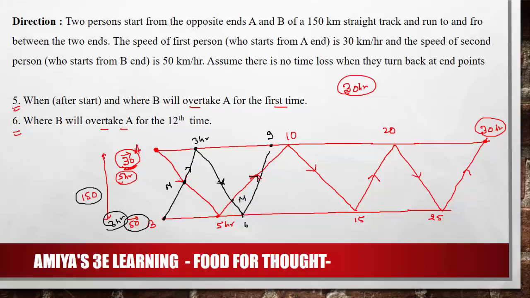We can say this point should be our first overtake. How comes? Because we are going from B to A. This one is also going from B to A, so this one is the first overtake.